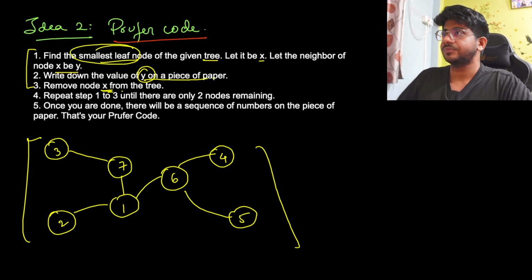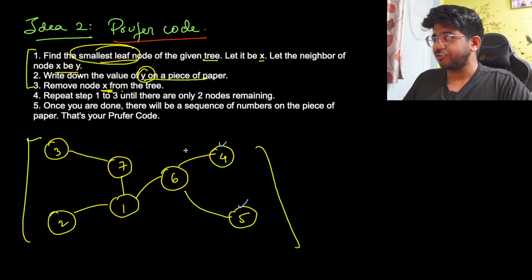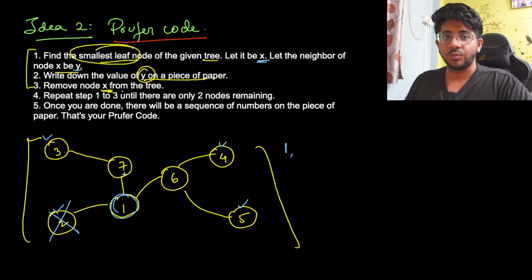Let's do it right now. What is the smallest leaf in this tree? So the leaves over here are 5, 4, 3, 2. The smallest one is 2. Its neighbor? So the leaf is 2, but its neighbor is 1. So you add the neighbor to the Prufer code. 1 is added to the Prufer code. You then delete the leaf 2.